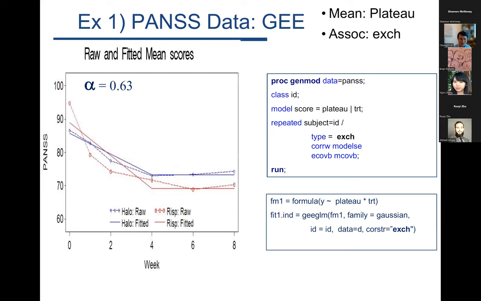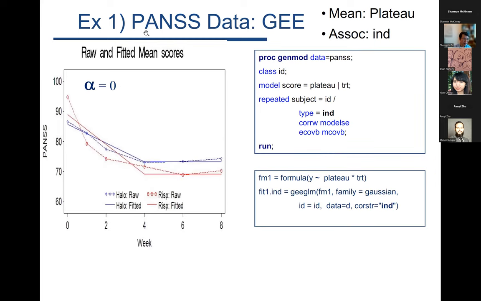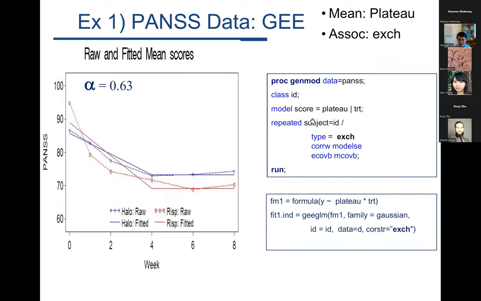Okay, so if you wanted to consider a different correlation structure, all you need in the code is, you still have the same mean model and still specify the repeated measures to a subject, but now you change the type to exchangeable. In R similarly, you change the type to exchangeable.